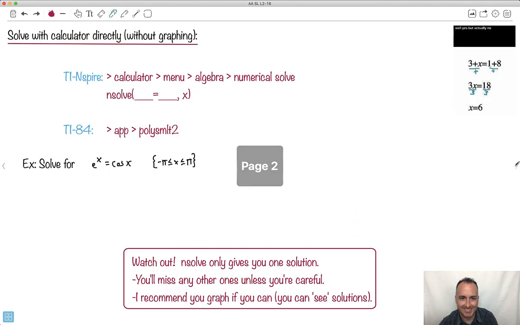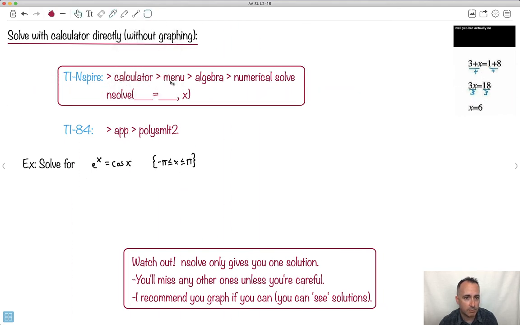All right, so if we want to solve for calculator directly, without graphing, we can also use some tools that we have here. So we have the TI-Nspire, we have menu, you go to algebra and do numerical solve. So you can put in the equation. You can also use the TI-84. You could just use the app called Poly Simultaneous Equations 2. But there's a problem with this. NSolve is only going to give you one solution, so you're going to miss other ones unless you're really careful.